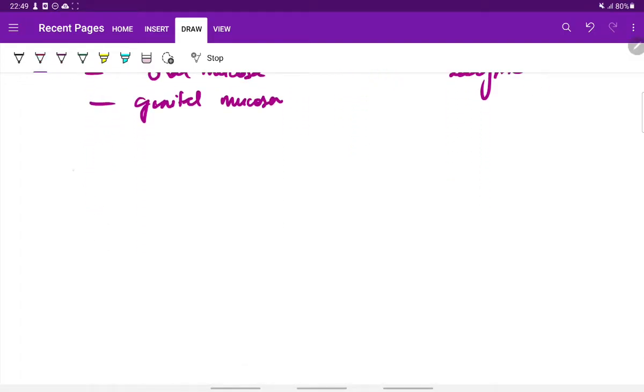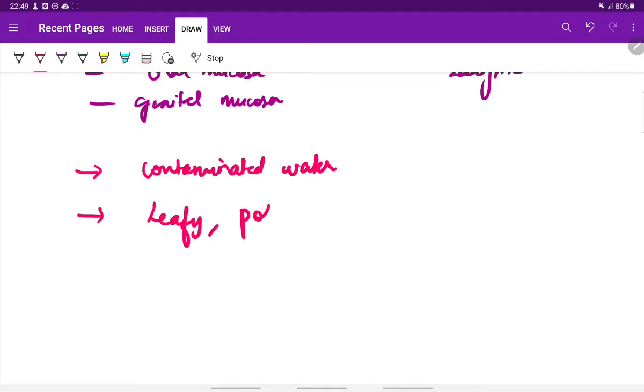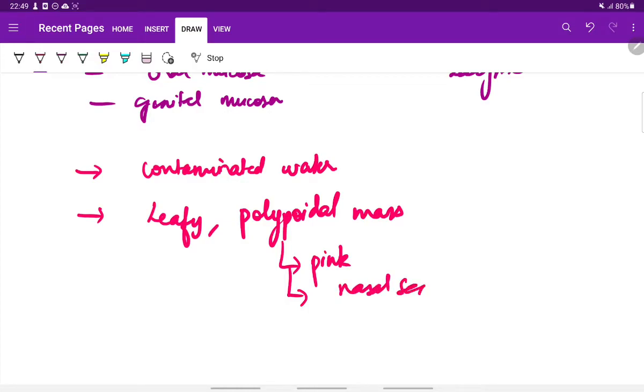The disease is also acquired by contact with contaminated water, especially contaminated stagnant water as seen in ponds, and it clinically presents as a leafy polypoidal mass which is pink in color and most commonly attached to the nasal septum or the lateral wall of nose.